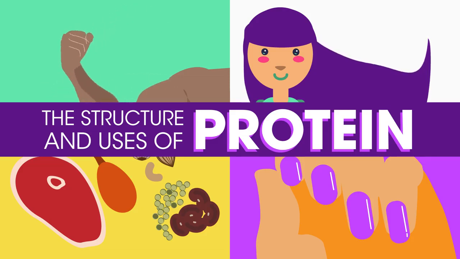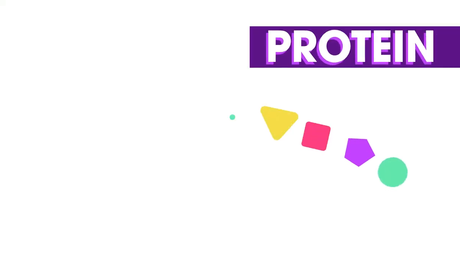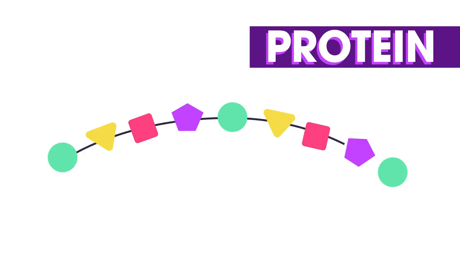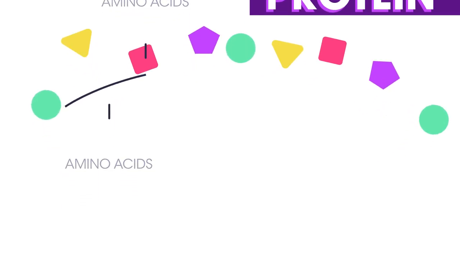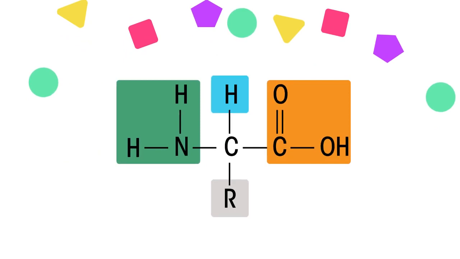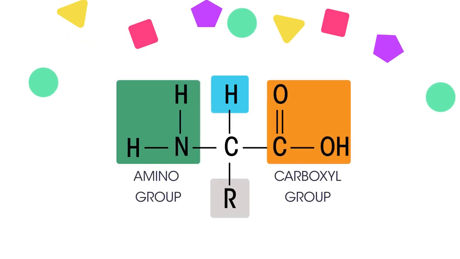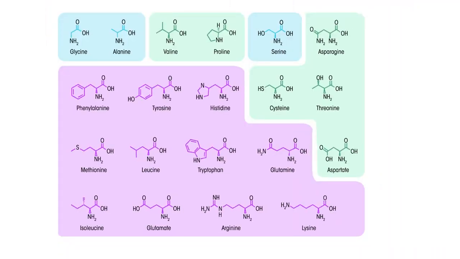Proteins are long chain molecules made of strings of amino acids joined together. All amino acids are compounds with a similar basic structure. They have an amino group, a carboxyl group, and a side chain, or R group, that is specific to each amino acid. There are 20 different amino acids. All of the different proteins are made from these 20 amino acids.